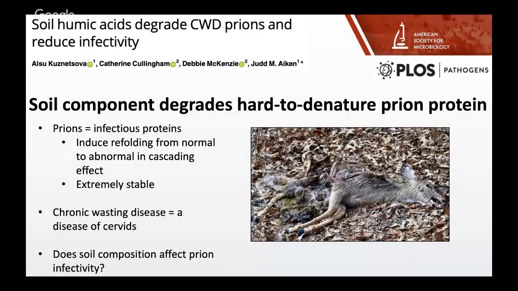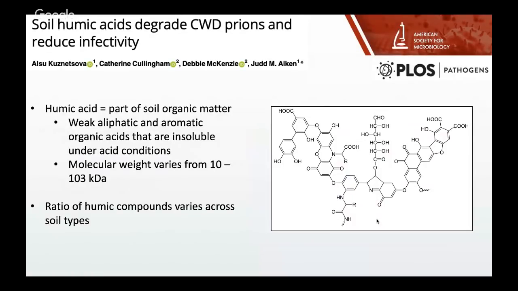This group wanted to investigate whether the soil composition could affect prion stability and infectivity, and particularly they wanted to look at humic acid. The humus, as the top part of the soil, contains a number of different types of organic compounds, humic acid being one of them. This is a group of compounds that have a molecular weight that can vary from 10 to 10^3 kilodaltons. It's insoluble under acidic conditions, and the different types of humic compounds can vary among soil types across the world. You can have just a tenth of a percent of humic acid in that top rich part of the soil, or up to 25 percent or more.